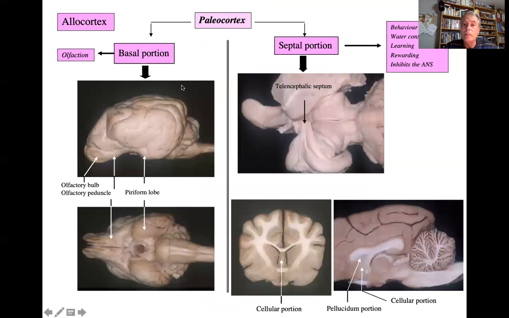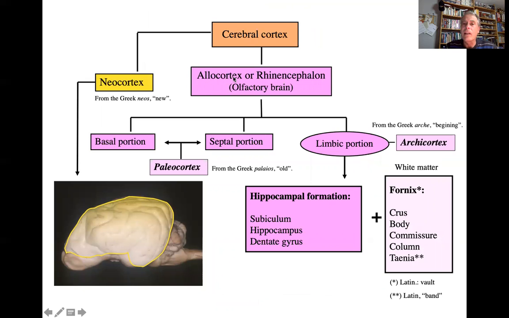So now we jump to the allocortex or rhinencephalon, the olfactory brain. Now we have studied the neocortex. Now we have to jump to this other cortex. It is also named rhinencephalon because it's deeply related to olfaction, right? And this allocortex is divided in a paleocortex and archicortex. The paleocortex with a basal portion and a septal portion, and the archicortex with the limbic portion, right?